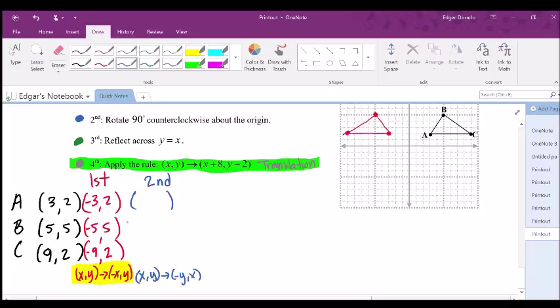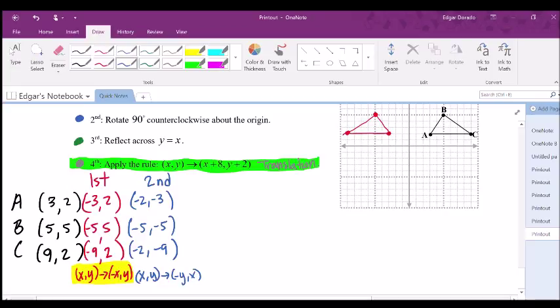So this one right here. For A, we're going to switch them and then make the y the negative. So this is going to be negative 2 comma negative 3. This is going to be negative 5 comma negative 5. And also negative 2 comma negative 9.